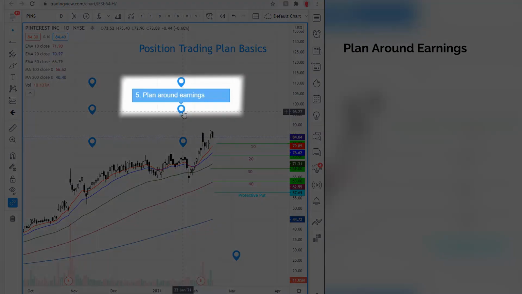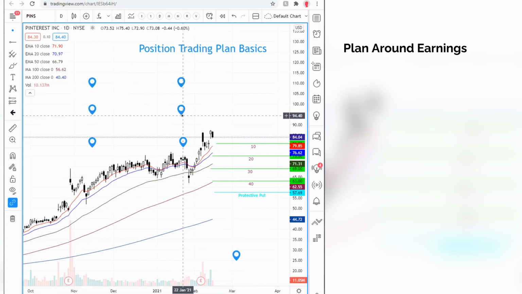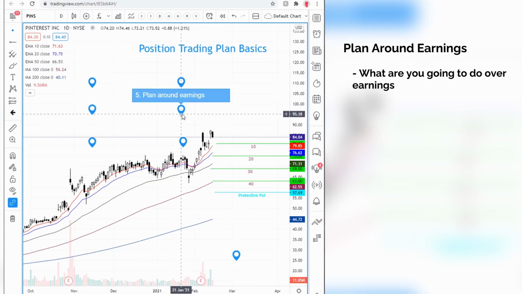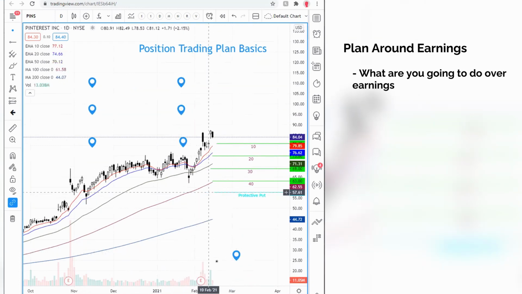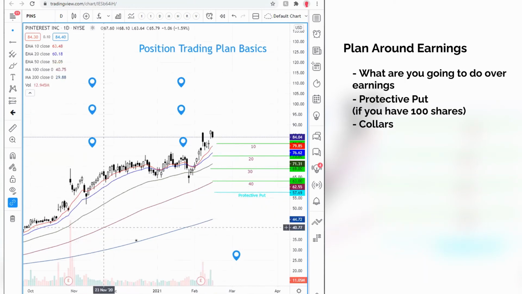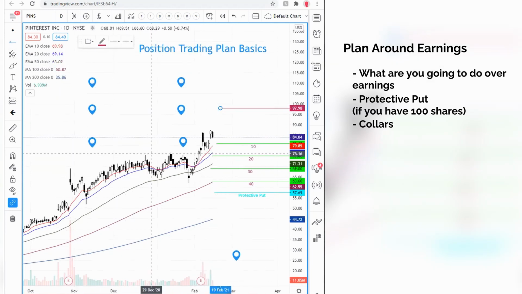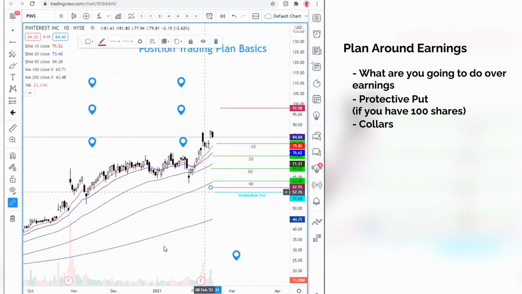Number 5 is plan around earnings. If you know you're going to be in a company for more than 3 months, you're going to hold over earnings. So you're going to want to know what you do over earnings. You can do a couple of the same things that we talked about with the stock going lower and protecting. You can get into puts, you can get into collars. So you can sell a call up here and you can buy a put down here as your insurance.